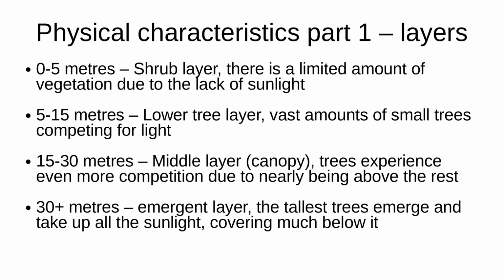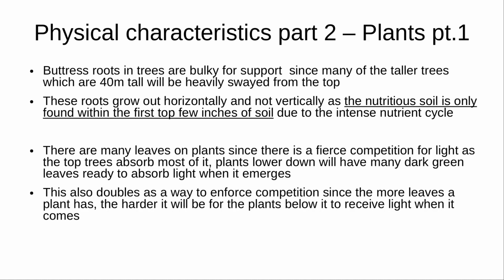As well as this, plants in the tropical rainforest have many physical characteristics. Buttress roots in trees are bulky to support them, since many of the taller trees, which are 40 meters tall, will be heavily swayed from the top as they emerge from the forest roof. It is also worth mentioning that the roots grow out horizontally and not vertically, as the nutritious soil is only found within the first top few inches of soil due to the intense nutrient cycle.